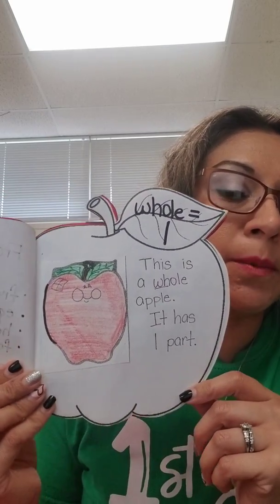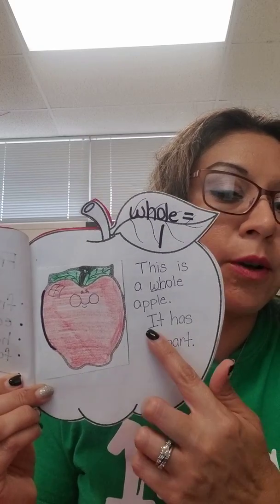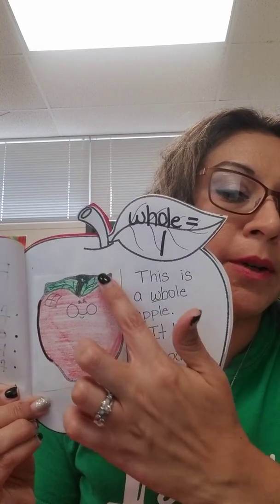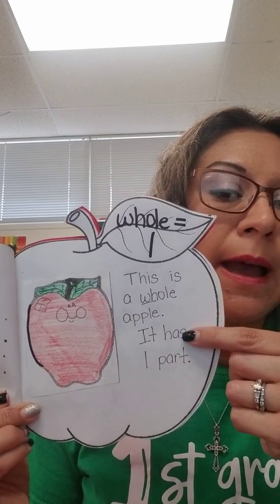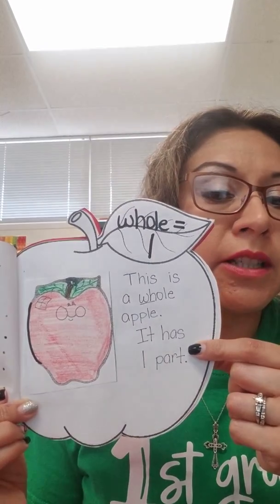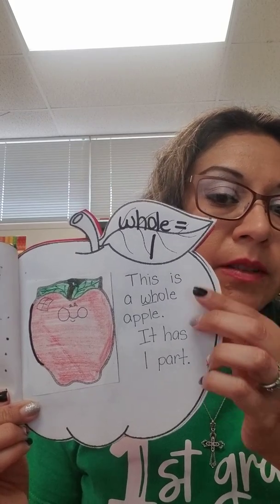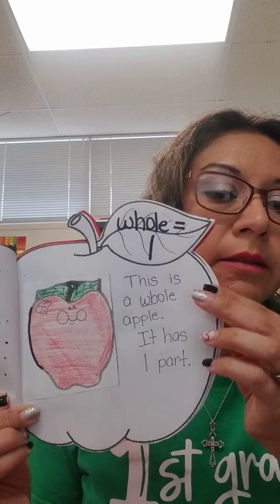So the first page of our book was our whole. As you can see, we have a whole apple. It hasn't been cut up or anything. It's the entire thing. So that's just one piece. This is a whole apple. It has one part because it's whole. So whole equals 1.